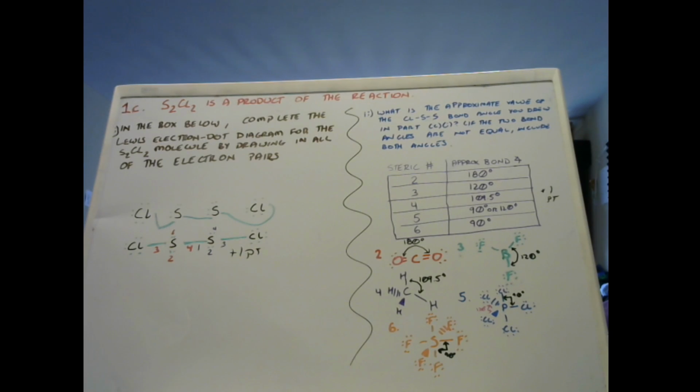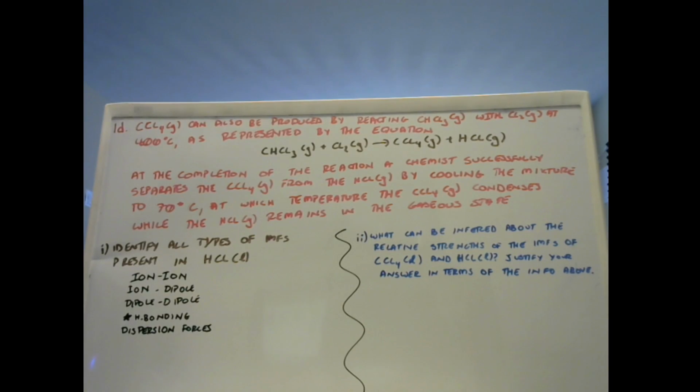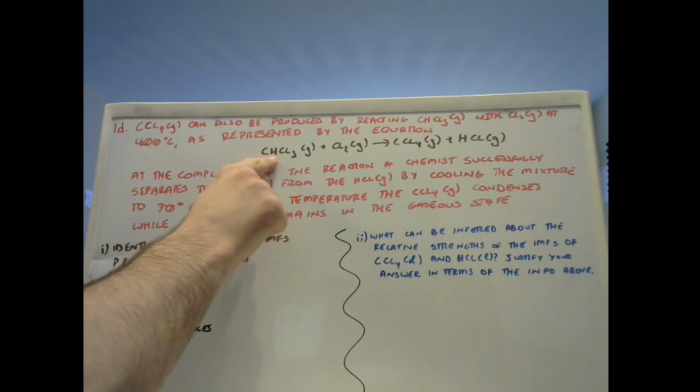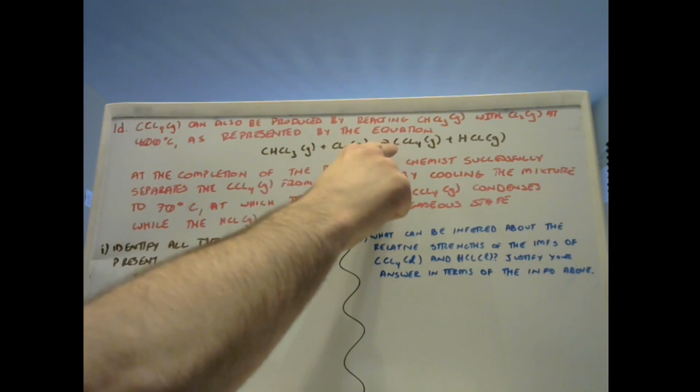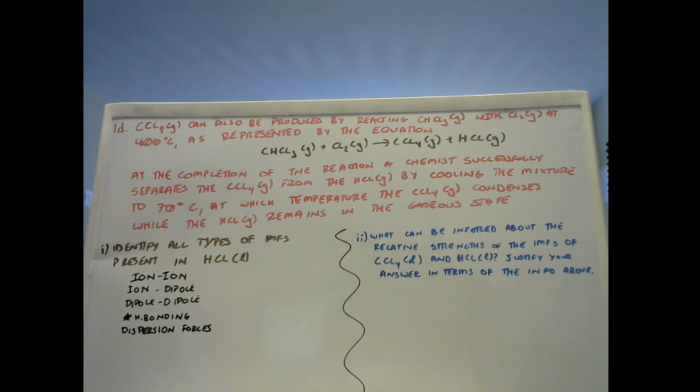On to D. D has a lot of superfluous information, but let's go through it really quick. CCl4 gas can also be produced by reacting CHCl3 gas with Cl2 gas at 400 degrees Celsius, as represented by the equation here. CHCl3 gas plus Cl2 gas gives us CCl4 gas plus HCl gas. At the completion of the reaction, the chemist successfully separates the CCl4 gas from the HCl by cooling the mixture down to 70 degrees, at which point the CCl4 condenses, aka turns into a liquid, while the HCl remains in the gaseous state. Okay, that's very important. Don't forget it. We'll come back to it.